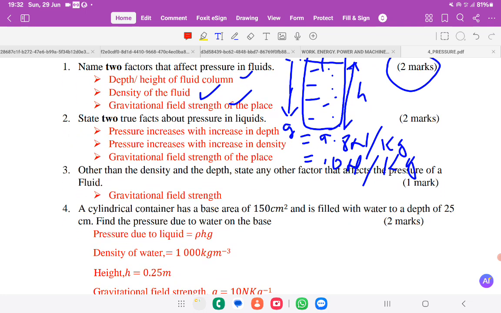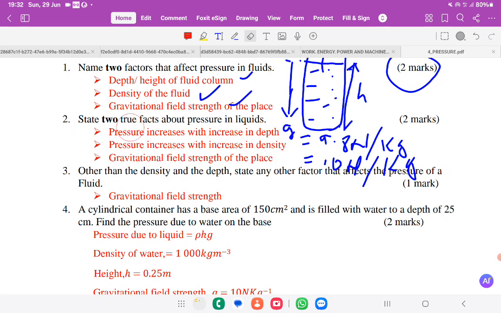All right, number 2, remember we are looking at pressure in liquids. State 2 facts about pressure in liquids. Pressure in liquids increases with depth.